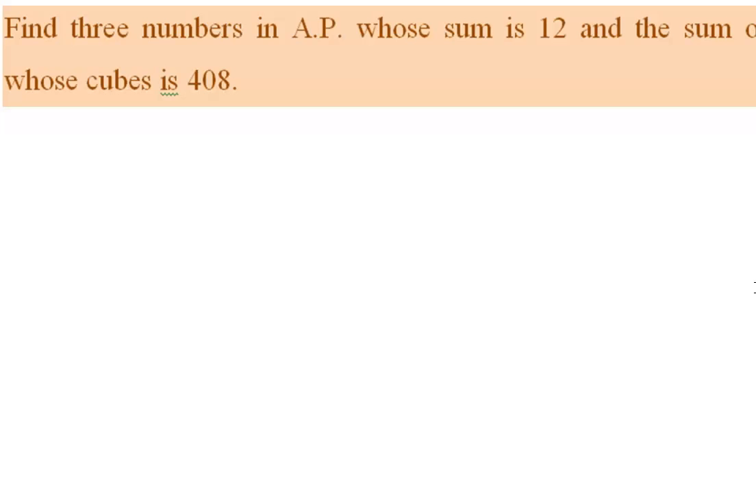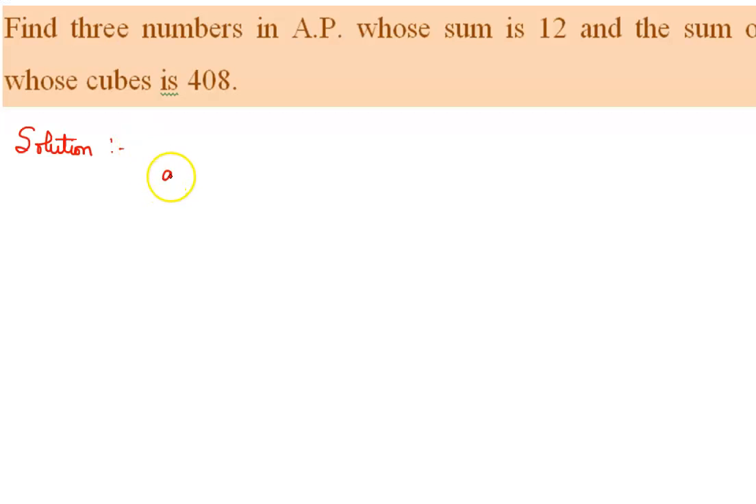Find three numbers in AP whose sum is 12 and the sum of whose cubes is 408. This is like the previous problem. But in the previous problem, the squares of the numbers were given. But here, the sum of whose cubes is 408. Okay. So we will find the solution now.